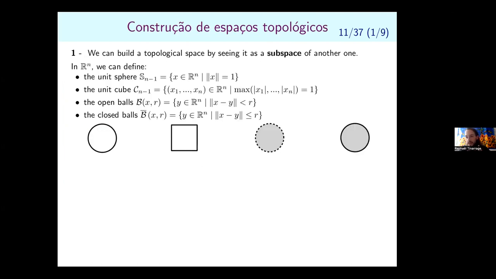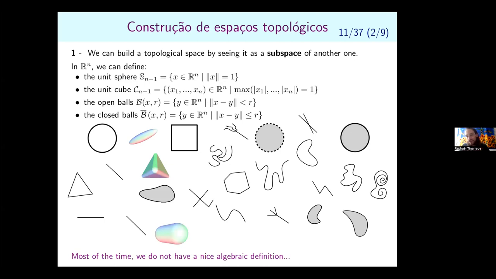So let me explain how, in practice, we can build topological spaces. This will be the opportunity for me to introduce important spaces. As I said, you can define a topological space just as a subset of the Euclidean space. For instance, in Rn, I can define the unit sphere, the set of points at distance 1 from the origin. I can define the cube, the same thing but with the infinite norm. Open balls, closed balls. So you have a lot of subsets of Rn, right?